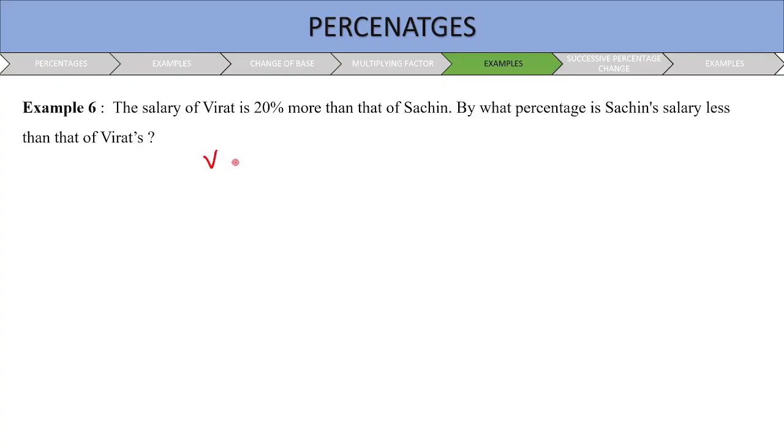The salary of Virat is 20% more than that of Sachin. So how can I write it? That Virat's salary is 20% more than that of Sachin, which is 1.2. By what percentage is Sachin's salary less than that of Virat? So how can I write that? I will write this in terms of fraction. So S plus 1 by 5 of S, which is 6 by 5 of S. Now Sachin, if I have to represent Sachin in terms of Virat, I will represent it as 5 by 6 of V.